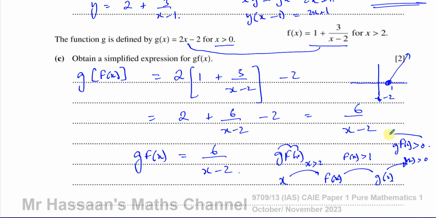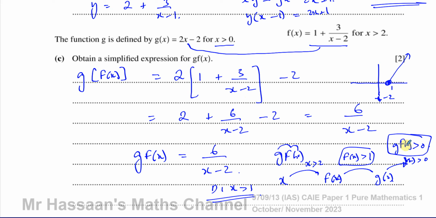g f of x is greater than 0, and the domain of this function would be what's common between this and this, which is going to be x is greater than 1. The domain would be x is greater than 1, because that's what's common between what can go into the function g from f and what can go into function g by itself. So that would be the domain of the composite function, and the range would be g of f of x is greater than 0.